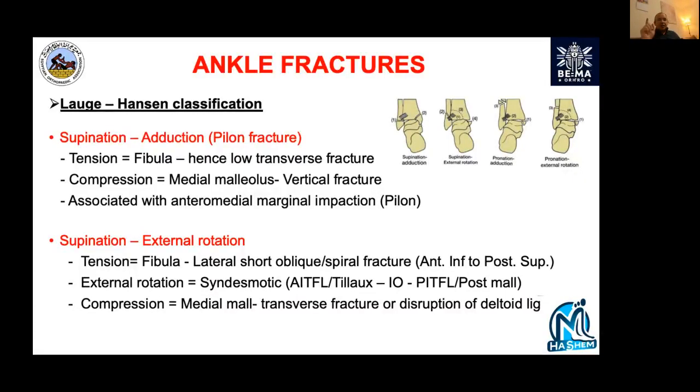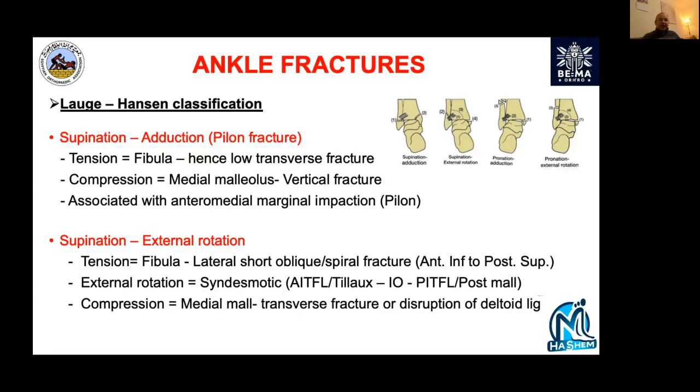Again, supination equals tension on the lateral, compression on the medial. Supination adduction starts with failure in tension on the lateral side, failure in compression on the medial side with an anterior medial marginal impaction or pilon fracture.